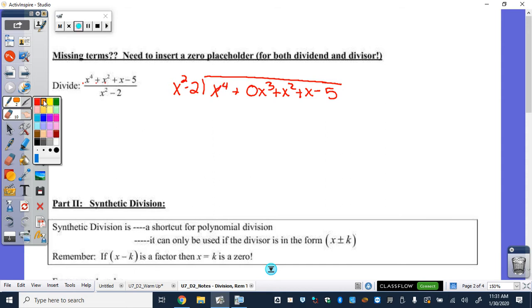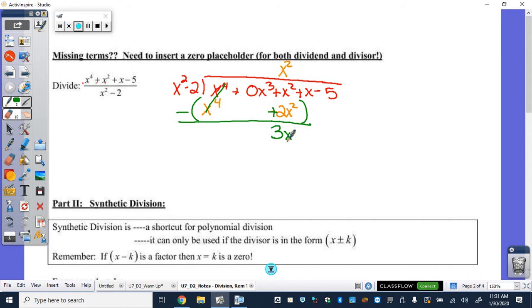All right, so same process. Let's see what we can remember even after going to lunch. What's going to be our first number up top? X squared. So then x squared times x squared is x to the fourth. X squared times that minus 2 would give me a negative 2x squared, so I'm going to line that up underneath my 1x squared from the original. So when we subtract, my x to the fourths cancel. I end up getting a 3x squared.